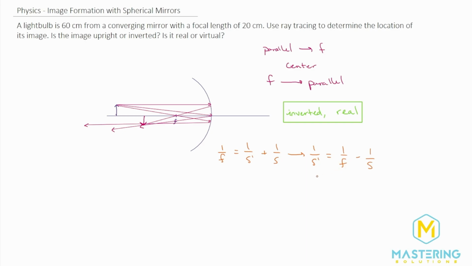And so now we can plug everything in. So 1 over the image distance is equal to 1 over the focal length, which we said is 20 centimeters or 0.2 meters. In this equation, it does need to be in meters to give you the correct answer. Otherwise, it won't be correct. Diopters is inverse meters. And then we're going to subtract 1 over the object distance, which is 60 centimeters, and that's a positive 0.6 meters.